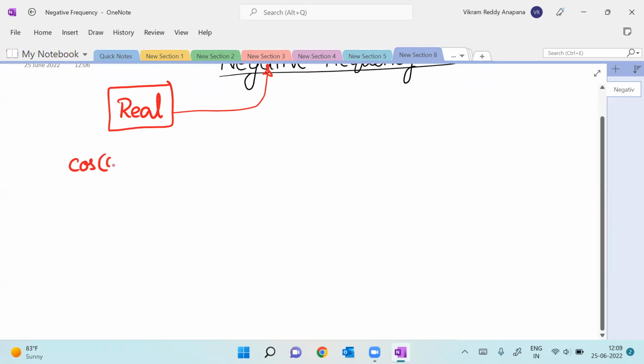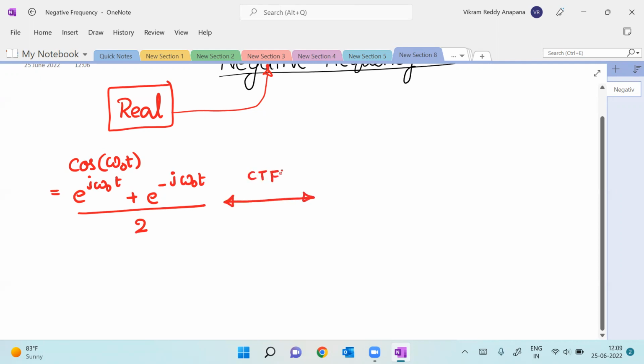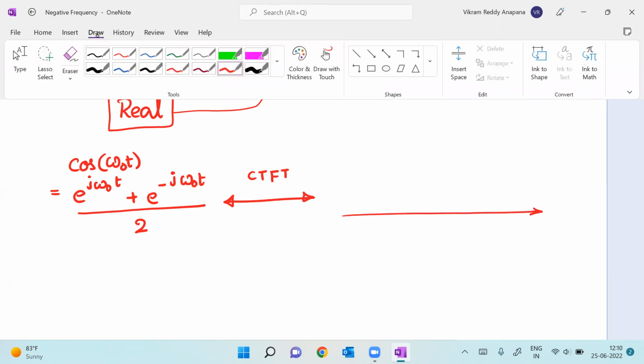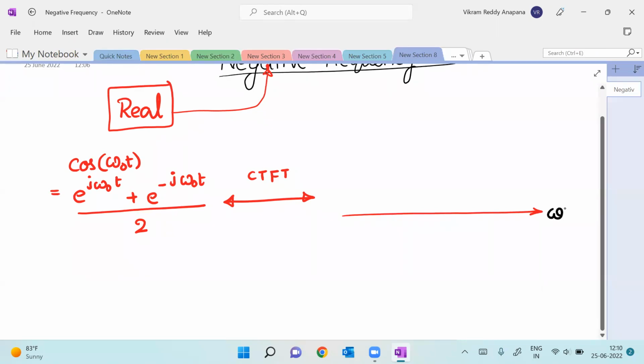So I have cos omega naught t. So cos omega naught t is e power j omega naught t plus e power negative j omega naught t over 2. All right. So if I take its continuous time Fourier transformation, you get two spikes. In the omega domain, this is X of j omega. Yeah, so I have two delta functions here.